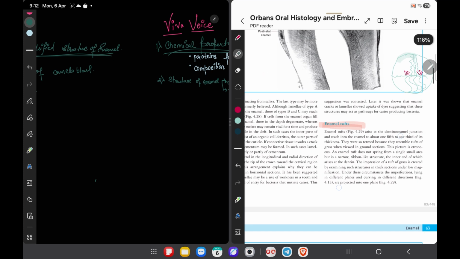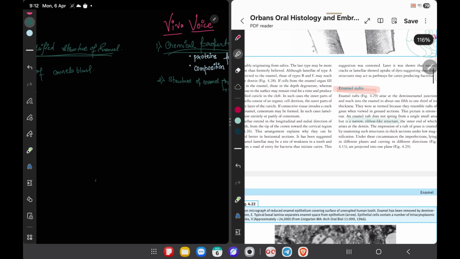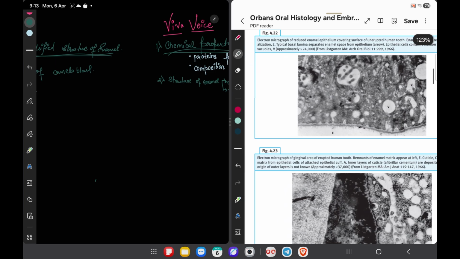Now, the visible line structures. For every hypocalcified structure, at least remember 4 to 5 points. That is enough for all the hypocalcified structures.